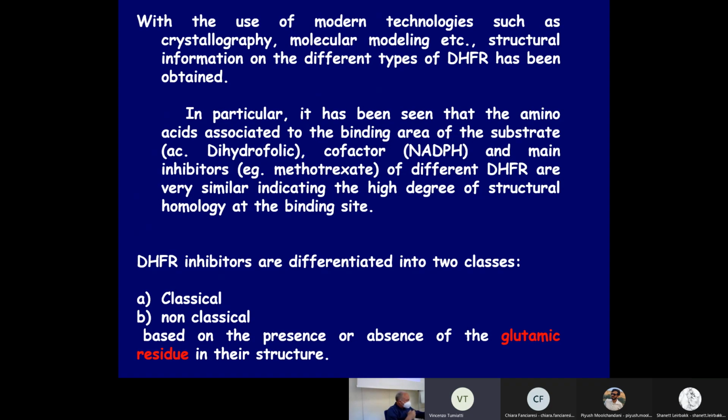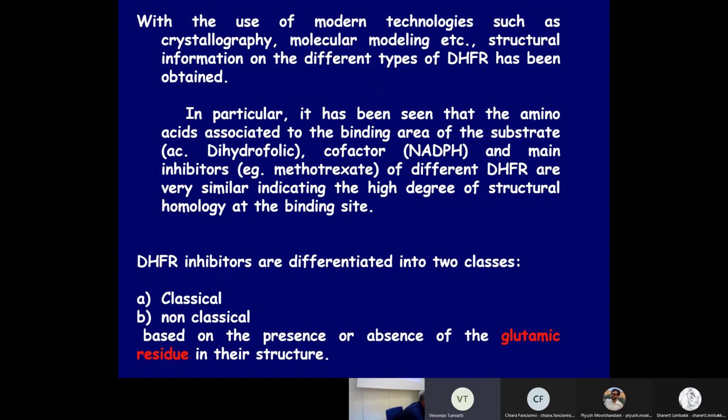We have two different classes of DHFR inhibitors. Classical and non-classical. The difference between these two classes is due to the presence of the glutamic acid residue.